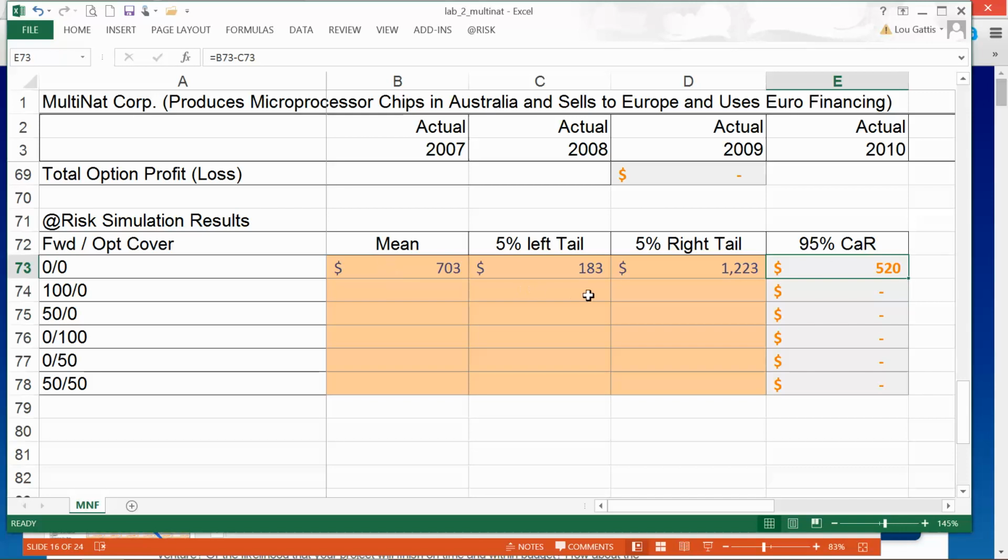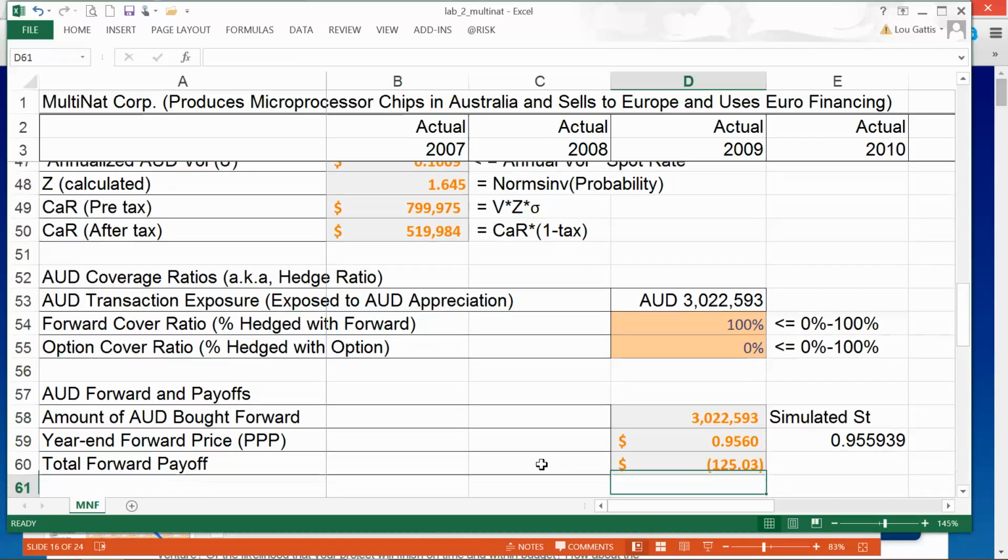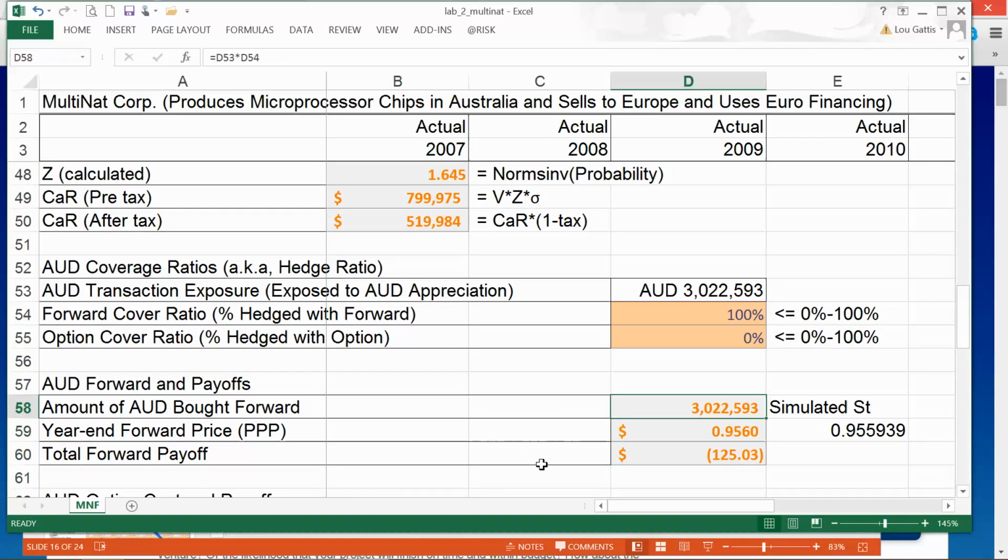Now the last exercise we're going to do is in the spreadsheet I built in a hedging strategy. That is, if you go to this cell, D54, and you put in 100%, it's going to simulate that you hedge 100% of your Australian dollar costs with a forward contract. So if you come down here under Australian dollar forwards, it's going to assume that you get a long forward to buy all 3,022,000 Aussies. Now if I put in a hedge ratio of 50%, I'm only going to get a long forward on 1.5 million Aussies. So I'm going to put 100 back in there.